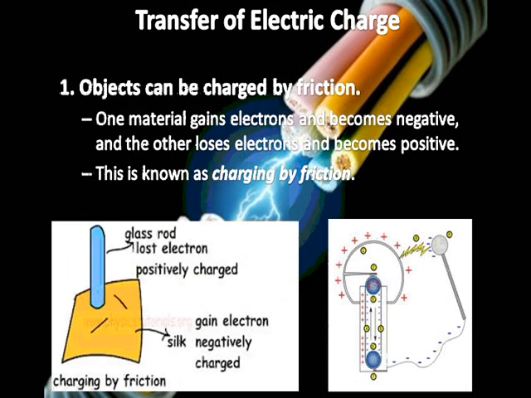Now, let's talk about the ways that this electric charge can be transferred. The first way we're going to talk about is that it can be charged by friction.